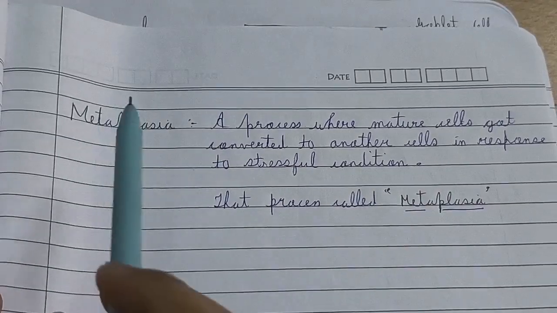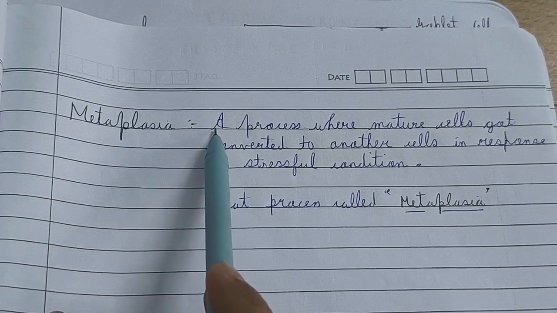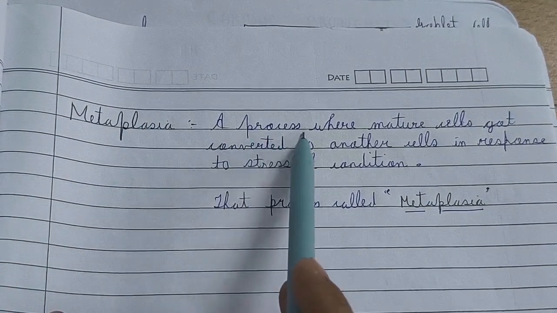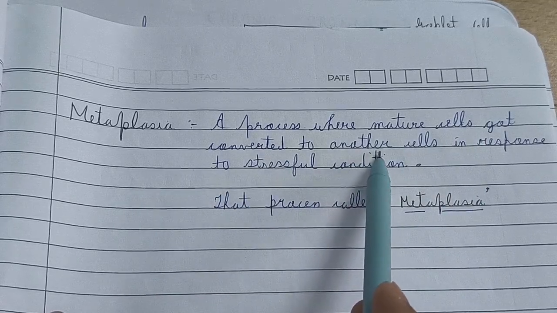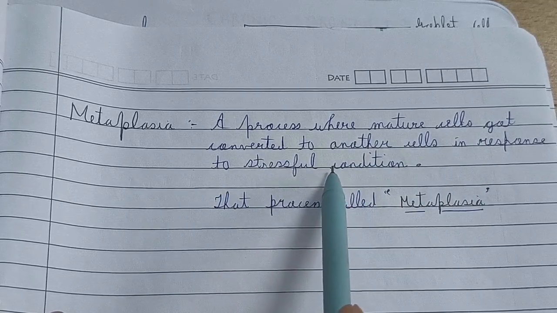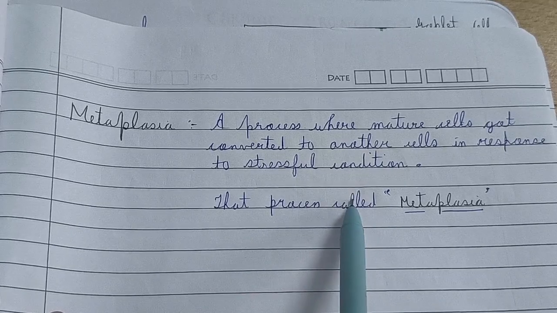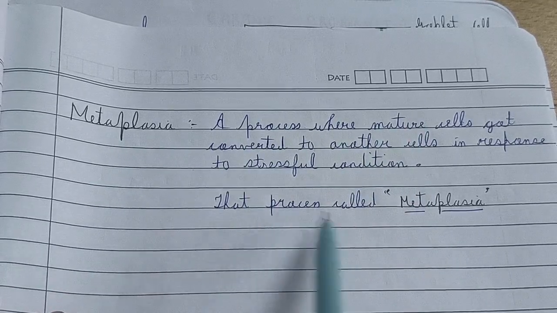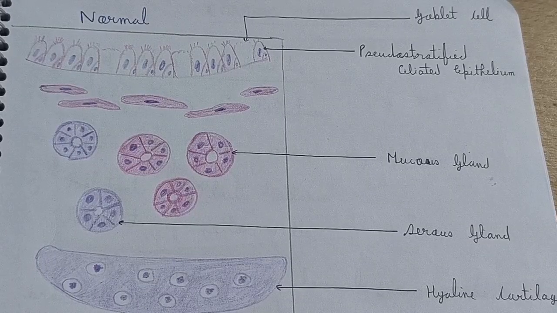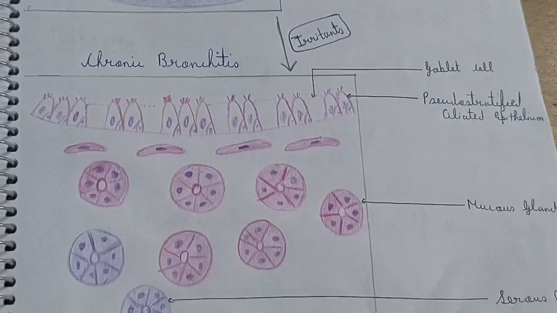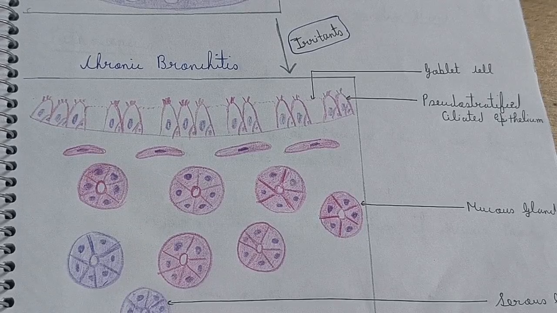So here that is metaplasia. It is a process where mature cells get converted to other cells in response to a stressful condition, and that process is known as metaplasia. So just remember this. This is a normal histophysiological structure, but now let's discuss the chronic bronchitis histopathological structure.